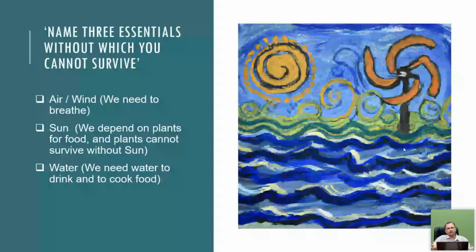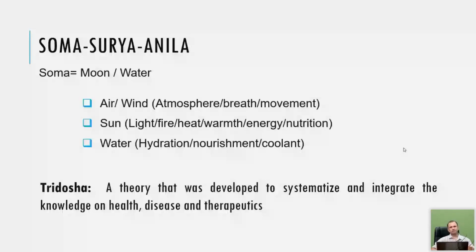Air or wind, right? We need to breathe. Without breathing, we cannot be alive. Second one is sun. We depend on plants for food, and plants cannot survive without sun, because ultimately the sun is the ultimate source of all sorts of energy that we have on our planet. Third is water. We need water to drink and to cook food. So without air, sun, and water, possibly we cannot live. So these are the 3 very essential entities without which life cannot be sustained. So that is how Soma, Surya, and Anila, this concept was evolved. Right?